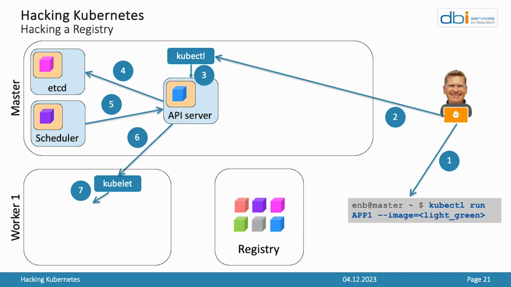The kubelet's job is to create that pod, and he creates that pod with the request by using the light green image from the registry, and he's going to create the pod, and inside the pod he's going to create the container that is using my light green image.